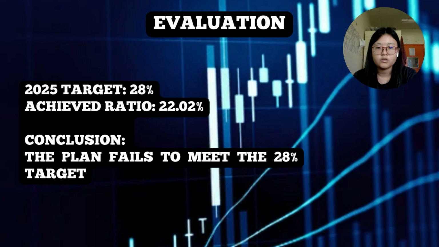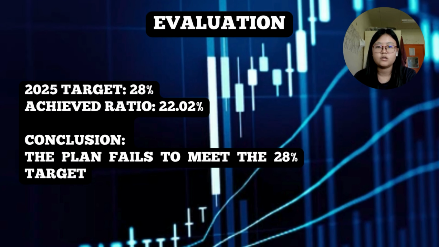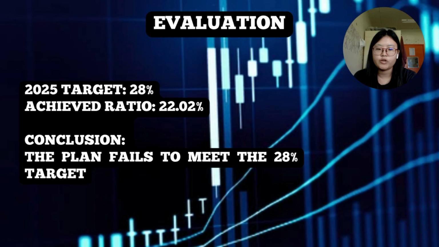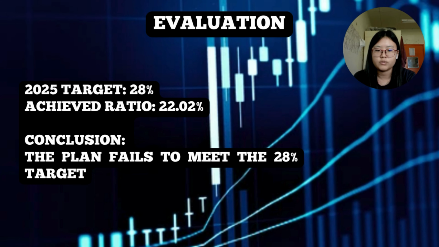Final evaluation, the 2025 target ratio is 28%, but the achieved ratio is only 22.02%. In conclusion, the plan fails to meet the 28% target since 22.02% is less than 28%.